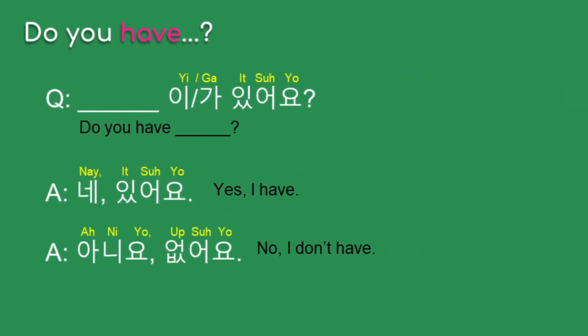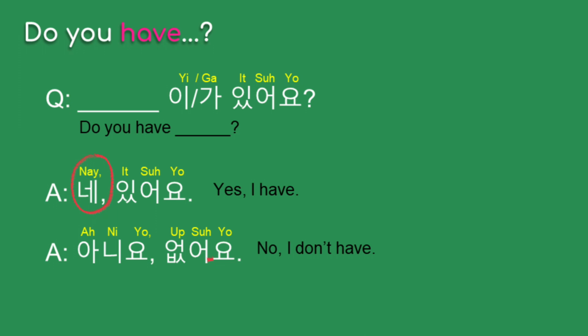And let's talk about the answers. So answers are pretty simple. For example, you ask, do you have water? 물이 있어요? You can say, 네, 있어요. Yes, I have. Or 아니요, 없어요. No, I don't have. 네 sounds like nay, right?